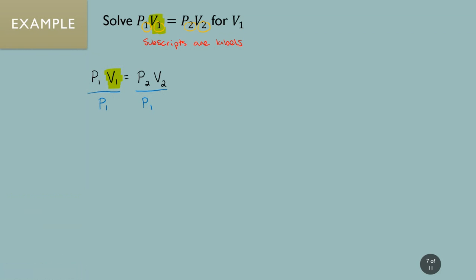Because anything divided by itself is equal to 1. Like 2 divided by 2 is 1, so P1 divided by P1 is 1. They just cancel. So this leaves us with V1, and then we just write exactly what we have, P2, V2 over P1. And now we've solved for V1. I actually think solving literal equations is almost easier than solving a regular equation because you don't have to worry with any numbers, you don't have to do any arithmetic, you don't have to simplify, you're just literally writing what you do.